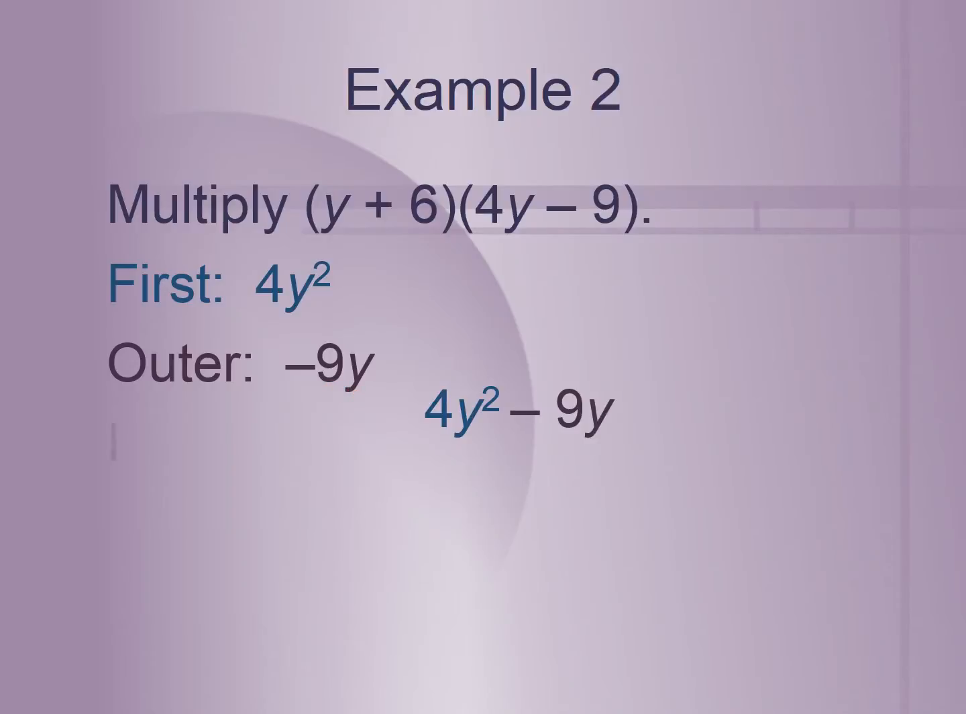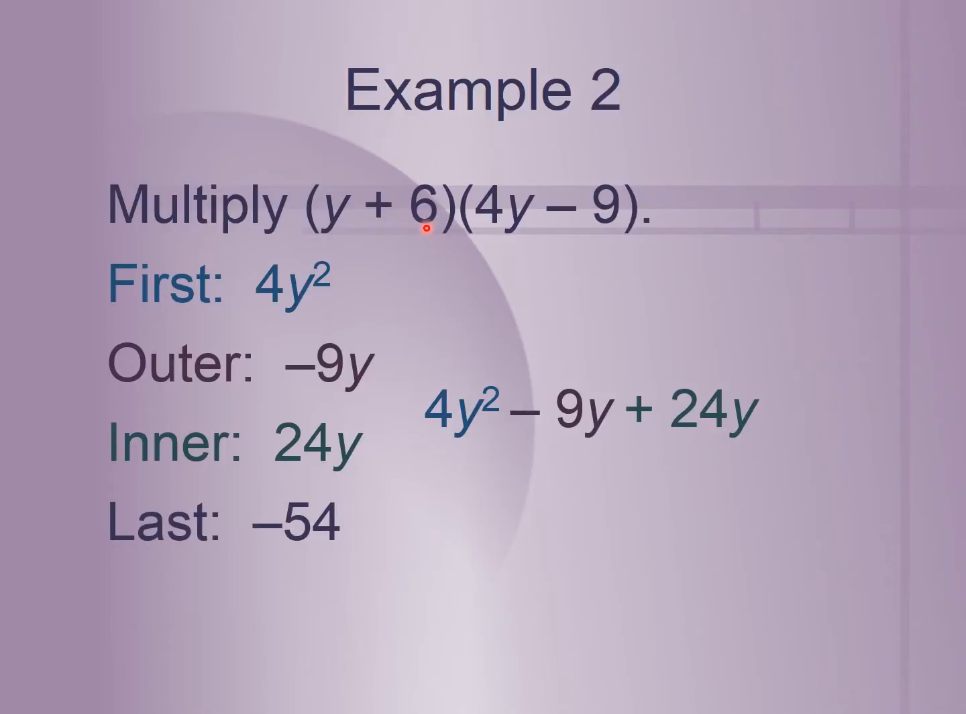Now we will do our inner terms. Our inner terms are 6 times 4y, and 6 times 4y becomes 24y. Now we will do our last terms. Our last terms are 6 and negative 9, and 6 times negative 9 is negative 54.